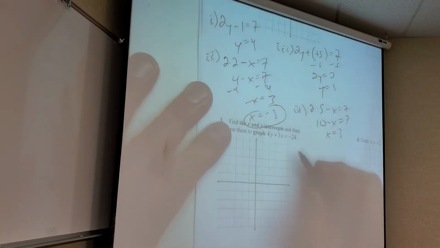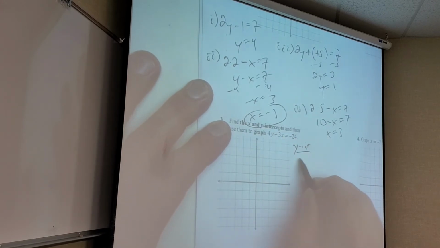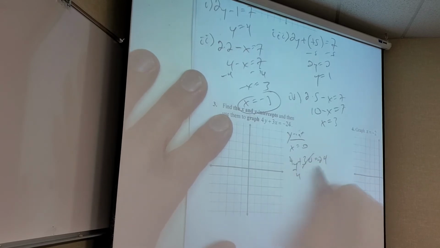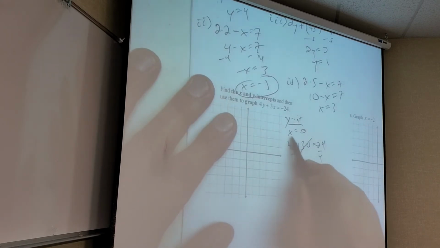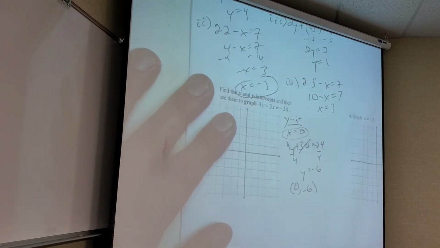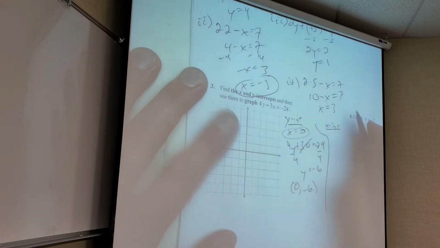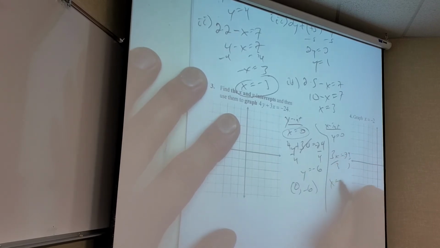So this one here, I on purpose made something happen. So if I want to find the y-intercept, I make x 0. So if x is 0, this goes away, divide by 4, I get y is negative 6. So what point is that? X is 0, y is negative 6. And then to find the x-intercept, I make y 0. So then I get 3x equals negative 24. Divide by 3, x is negative 8.